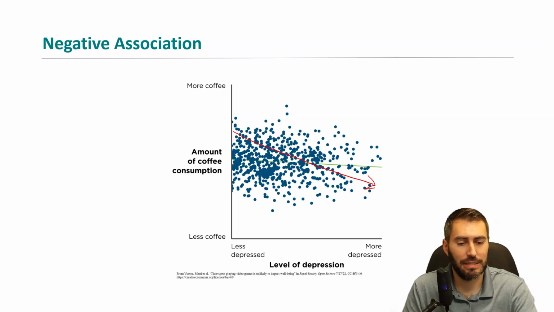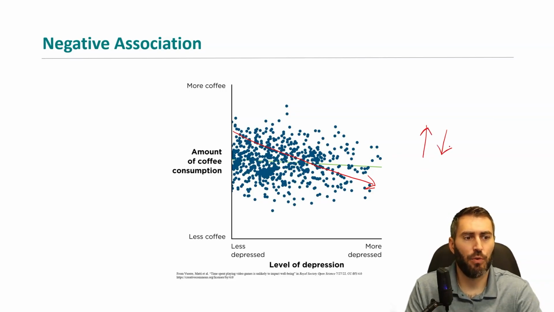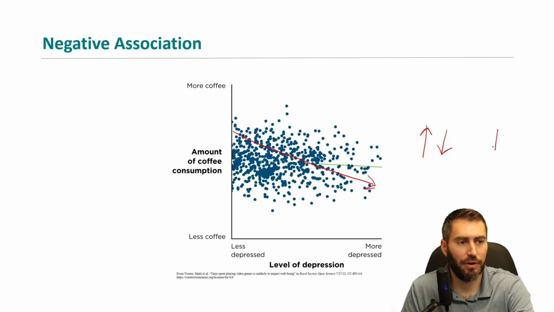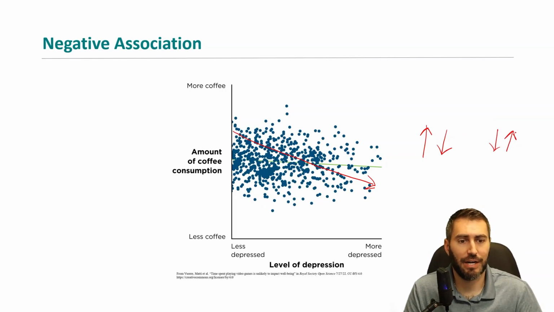And what that really means is that variables are changing in opposite directions. So as one variable goes up, the other variable goes down. And it doesn't matter which way we draw these, right? We could have one variable go down and the other variable go up. As long as they're changing in opposite directions, we would assume this is a negative association.